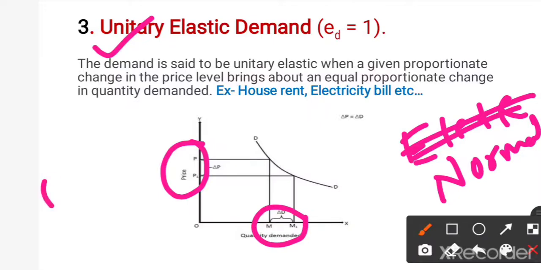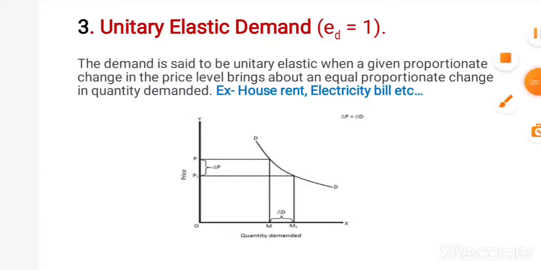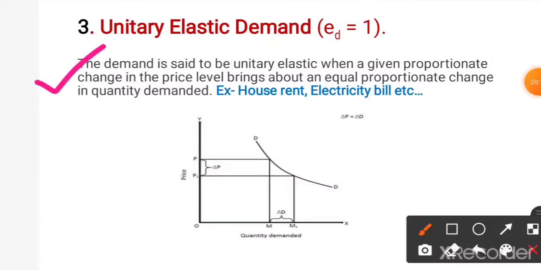Let's take an example of some electronic devices. Okay, mobile phone is there. If the mobile phone price increases from 10,000 to 20,000, in the same manner your demand will decrease. You'll wait for some more days and think that after some days the phone price will decrease, and at that time I can purchase. So how much price is changing, that much your quantity demanded will change. That's why unitary elastic demand is a proportionate change in the price level bringing about an equal proportionate change in quantity demanded.